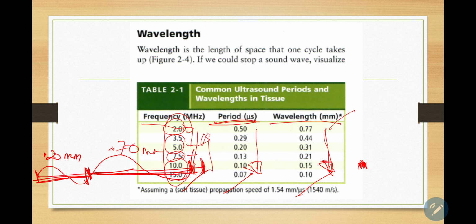Whereas, the relationship between period and wavelength, as period decreases, wavelength also decreases. So they are directly proportional. Tong dalawang to, directly ito, indirectly yan, at saka yon, indirectly.